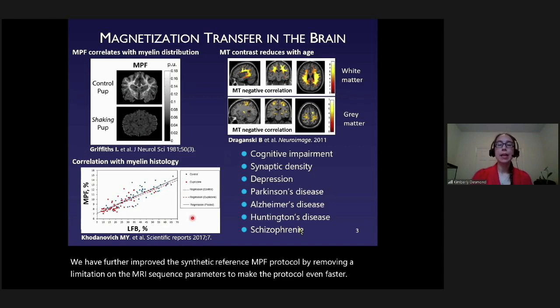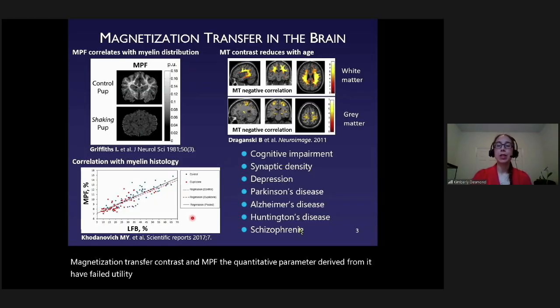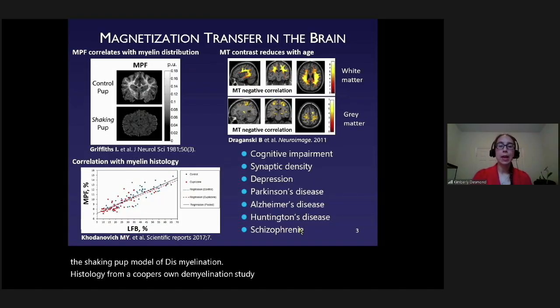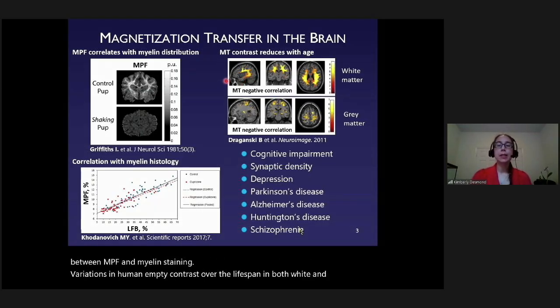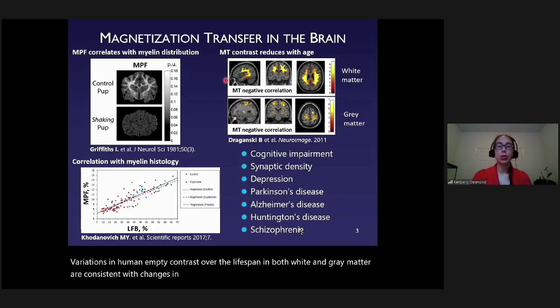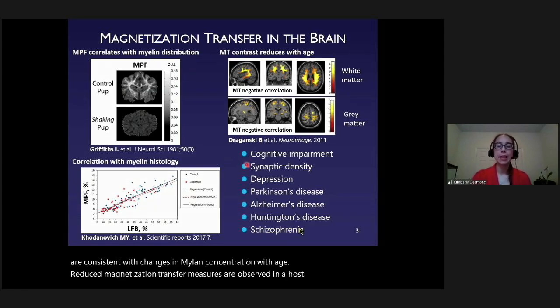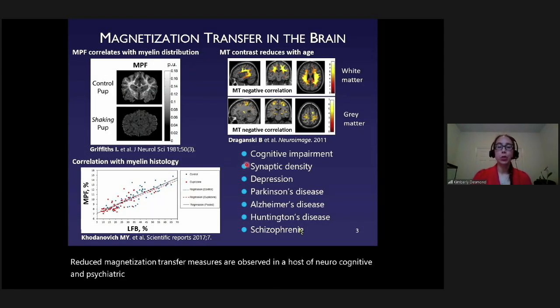Magnetization transfer contrast and MPF, the quantitative parameter derived from it, have found utility in many neurological applications. MPF is significantly reduced in the shaking pup model of dysmyelination. Histology from a cuprizone demyelination study showed strong correlation between MPF and myelin staining. Variations in human MT contrast over the lifespan in both white and gray matter are consistent with changes in myelin concentration with age. Reduced magnetization transfer measures are observed in a host of neurocognitive and psychiatric disorders, thought to be indicative of reduced synaptic density, neuromelanin, and of course myelin.